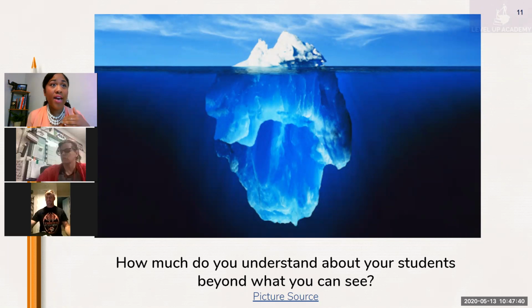And we should have an asset mindset to think, okay, how can I take that and capitalize on it and help them move forward and honor it and celebrate it and share it?